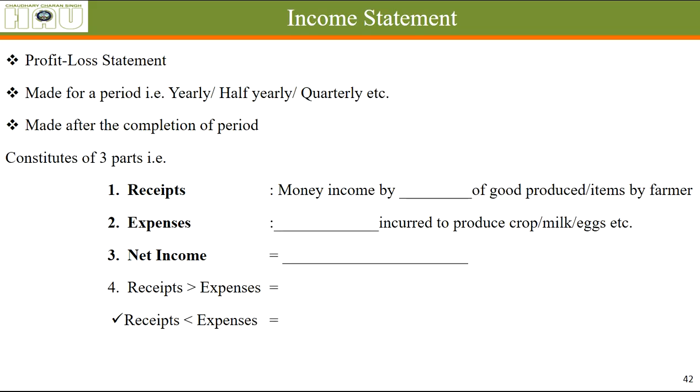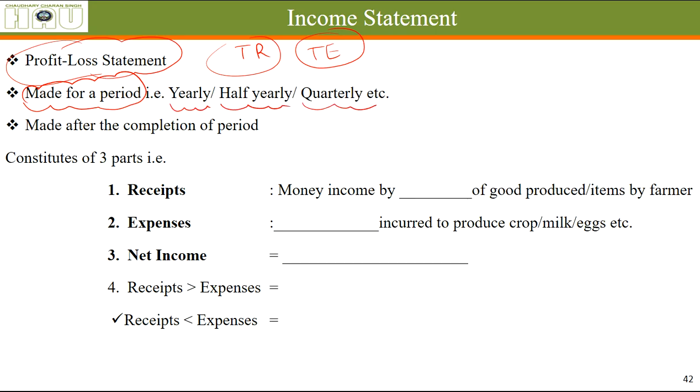What is an income statement? An income statement is also called a profit and loss statement. It is just a statement of total receipts, that is, where the farmer is getting money from, and where he is spending the money. It is a statement of receipts and expenditures, or incomes and outgoings. It is made for a period, after the completion of a period: yearly, half yearly, or quarterly as per the requirements.